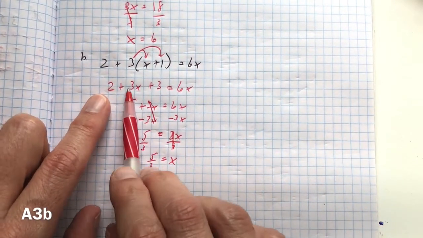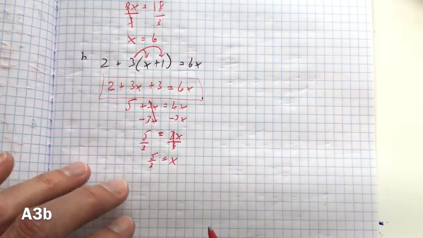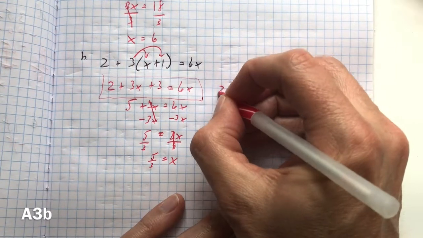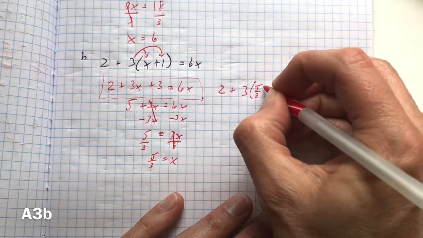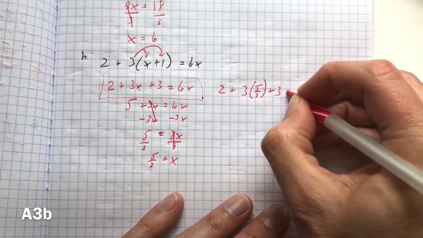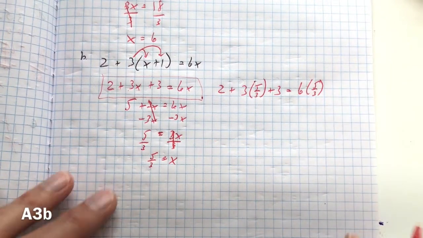So I'm actually going to leave it in this format. I'm going to look at this one here because I already simplified that, to plug these in. So I would do 2 plus 3 times 5 over 3 plus 3 is equal to 6 times 5 over 3. Let's do that first.